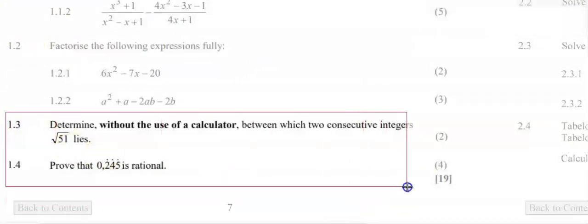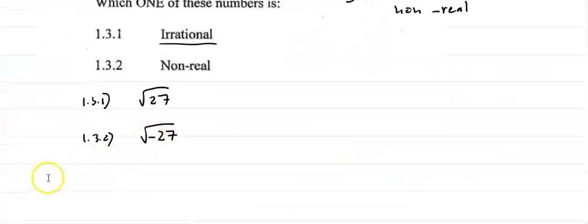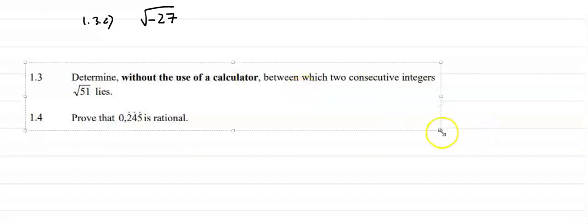(1.3) and 1.4. Okay, so let's have a look at that.